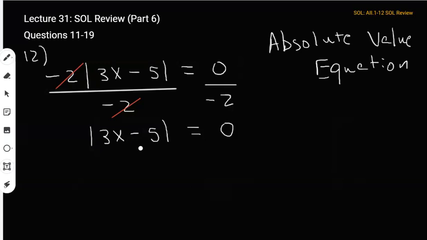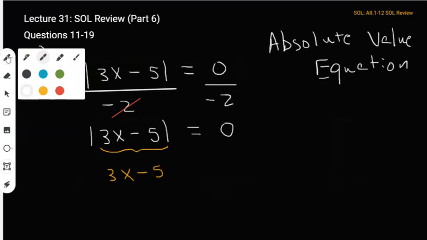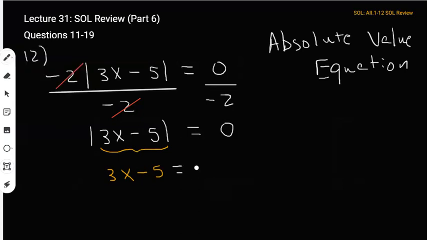Okay, so now I have an absolute value equation. What I can do is I can take this out of the brackets like this, not changing a thing. But then on the other side, I'm going to have a +0 and a -0. Now, since a +0 is the same thing as a -0, it really doesn't matter which one we choose. I'm just going to choose 0. I get 3x minus 5 equals 0.